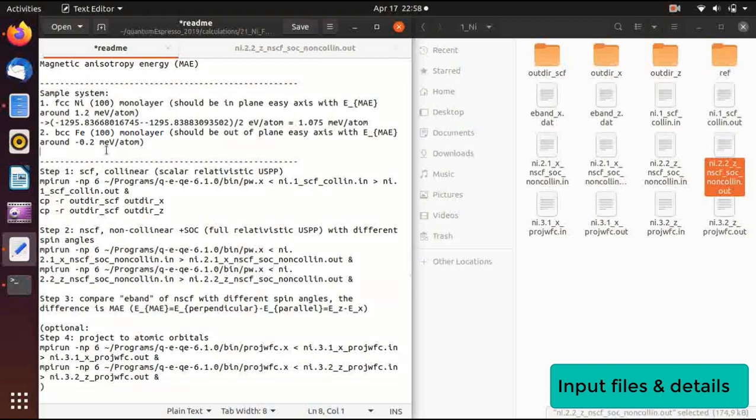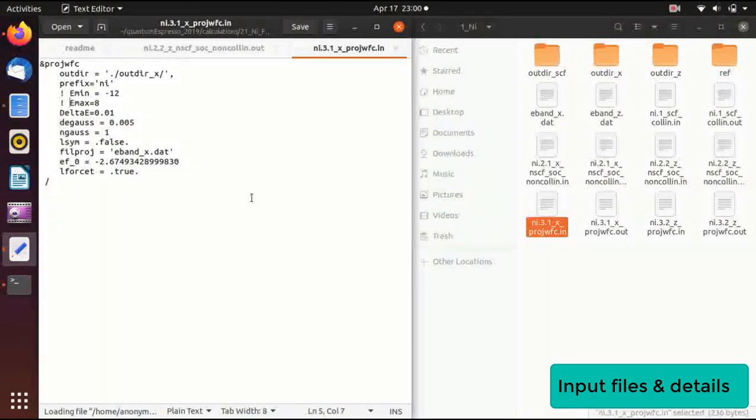So now it is actually done if you want to just calculate the magnetic anisotropy energy. But if you want to do more, there is actually an additional step that you can project anisotropy onto different atomic orbitals to discuss what is the contribution from different orbitals. And for that, let's take a look at the input file for this project WFC. It's important that you specify the output directory because we want to fetch the data from the previous steps, and the prefix should be consistent, and the minimum energy, maximum energy, you can specify it, you can leave it out.